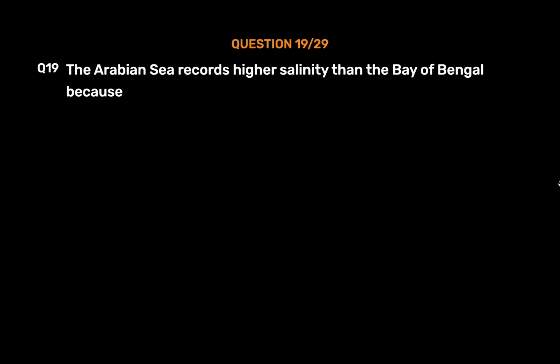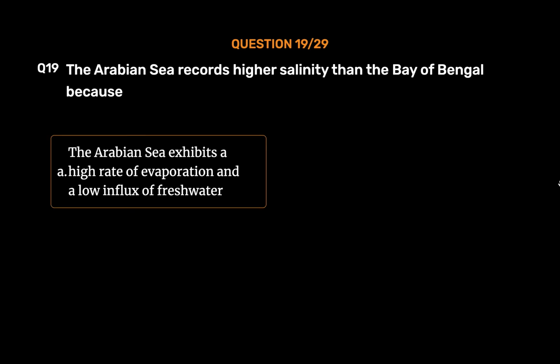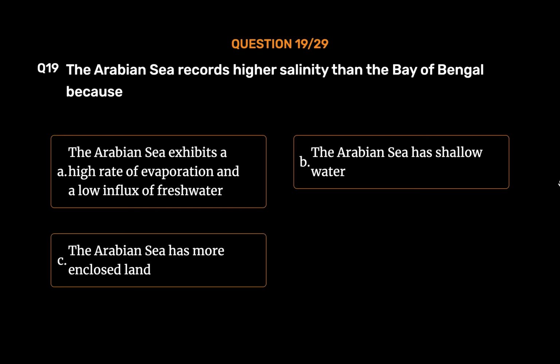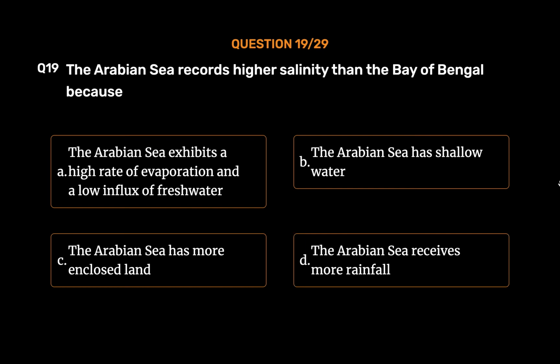Question number 19. The Arabian Sea records higher salinity than the Bay of Bengal because option A. The Arabian Sea exhibits a high rate of evaporation and a low influx of fresh water. Option B. The Arabian Sea has shallow water. Option C. The Arabian Sea has more enclosed land. Option D. The Arabian Sea receives more rainfall. The correct answer is Option A.